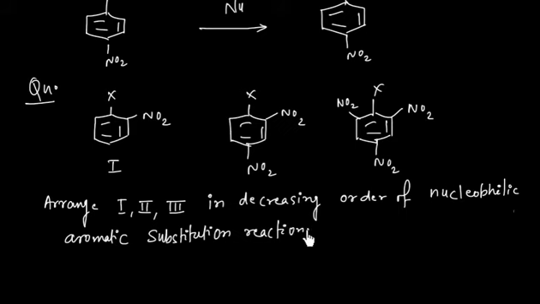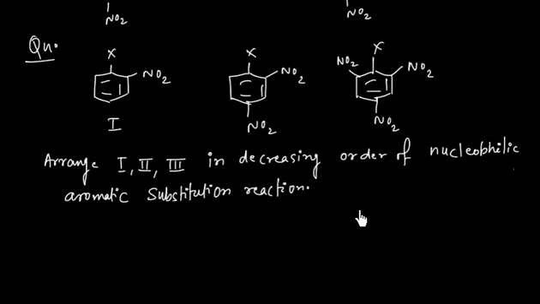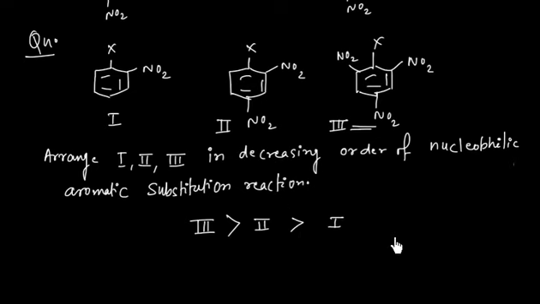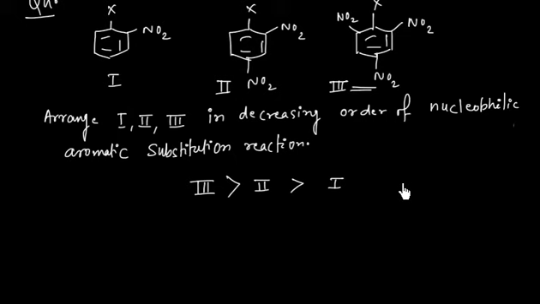So we have to find which of the rings is more deactivated. A ring that has more NO2 groups is more deactivated, and the deactivation takes place from the ortho and para positions. So this ring is most deactivated, that is, most reactive. The second one is less deactivated, so this is second and this is third. Then the second one is more reactive and the third one is least reactive. So more NO2 groups at the ortho and para positions will make the ring more reactive.